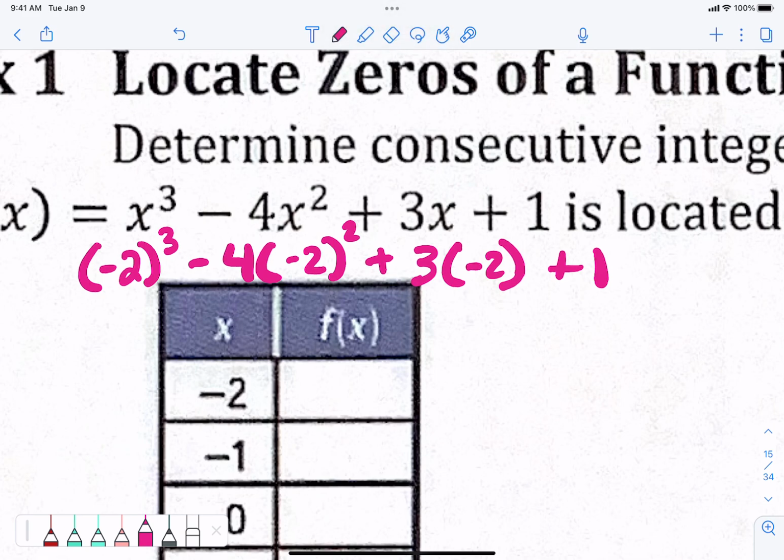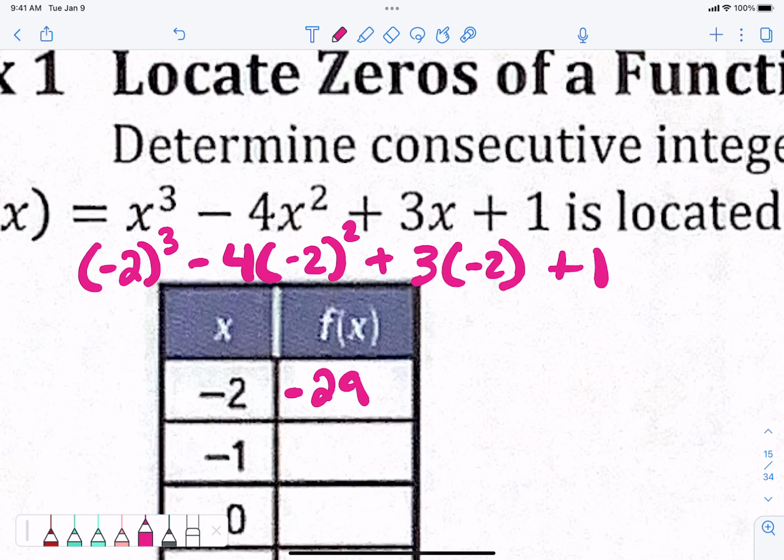Okay. 29. And you get 29. That's what you should get. Positive 29? Or is it negative 29? Negative 29. Okay. All right. I couldn't remember. I knew it was 29, but I don't remember if it's positive or negative. So negative 29. Did anybody not get that?